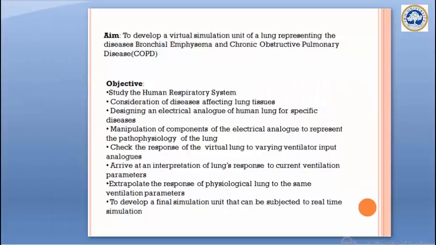So the aim of the project is to develop a virtual simulation unit of the lung representing the diseases mentioned in the introduction. Moving to the objectives of the project.